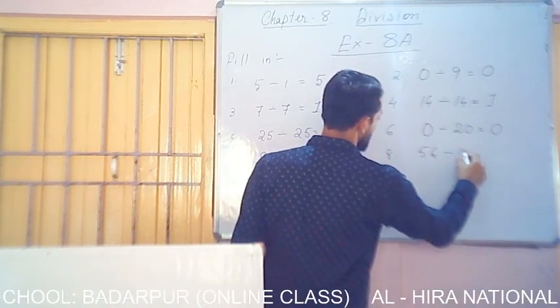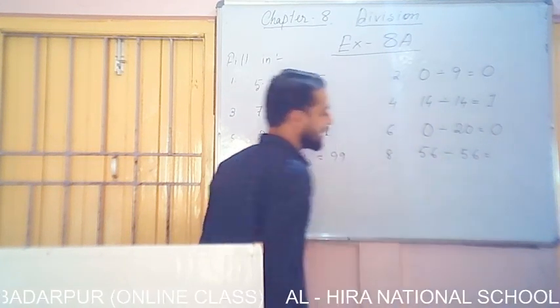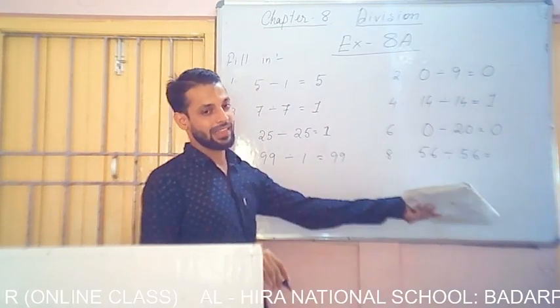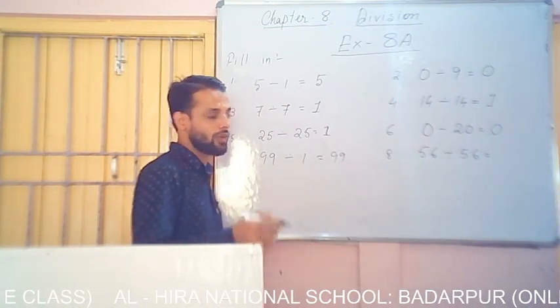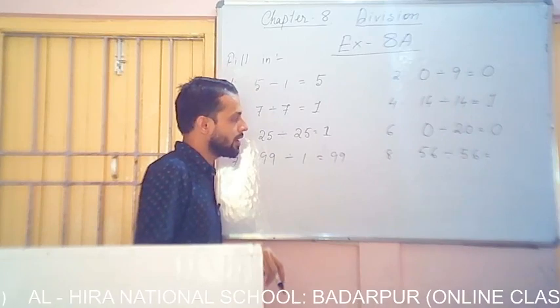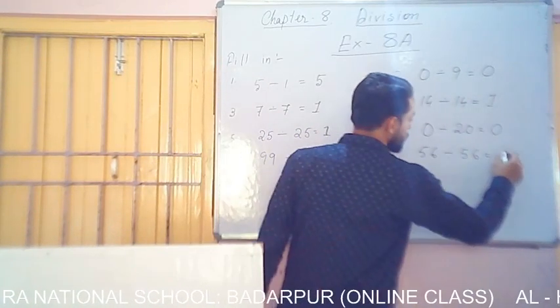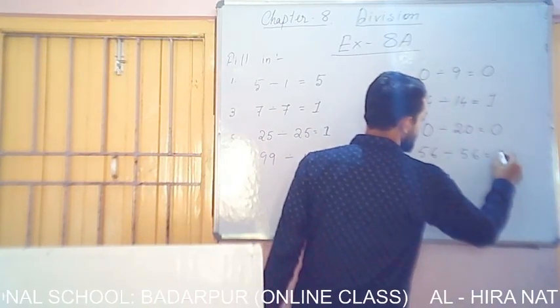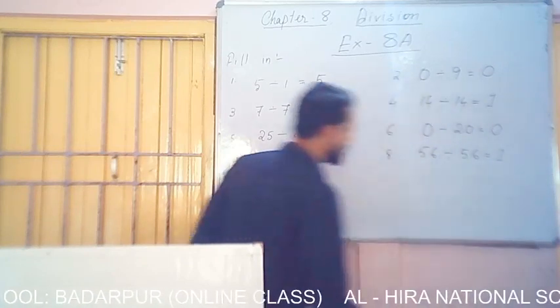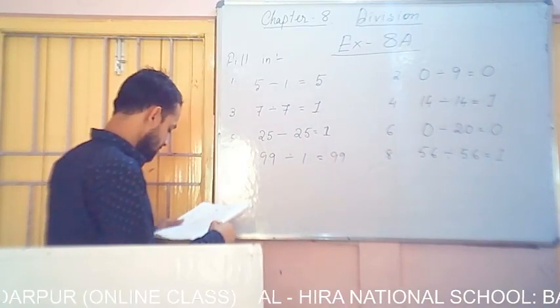The next question is what? 56 divided by 56. Here also the dividend and the divisor both are equal. So that is why we will get 1 after dividing these two numbers. So 56 divided by 56 equals what? Equals 1.